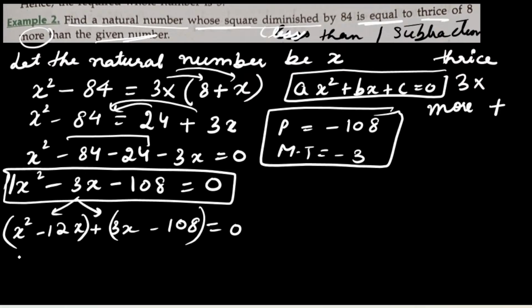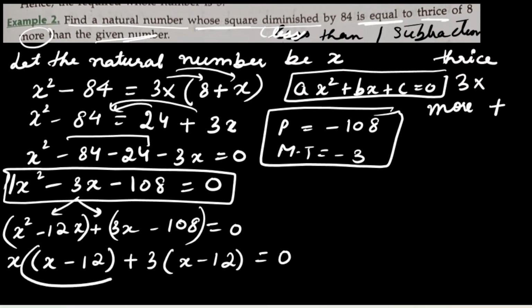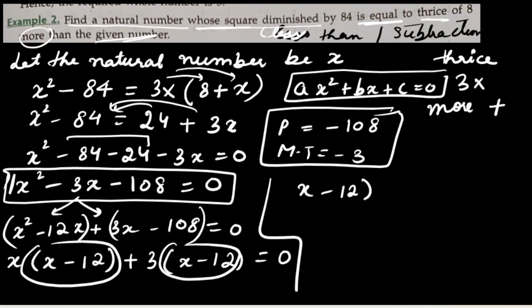We can take out the common factor now. So here x is common, so x minus 12 plus here 3 is common, x minus 12 is equal to 0. Now again, x minus 12 and x minus 12 we can take out as common. So x minus 12 I have taken out. So what is left behind? x plus 3. See, x plus 3 is equal to 0.